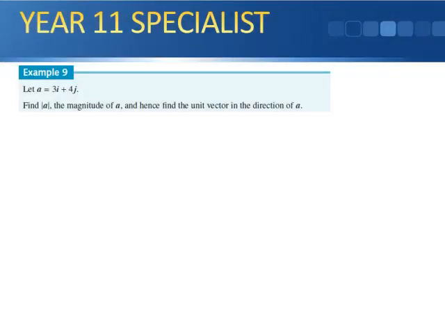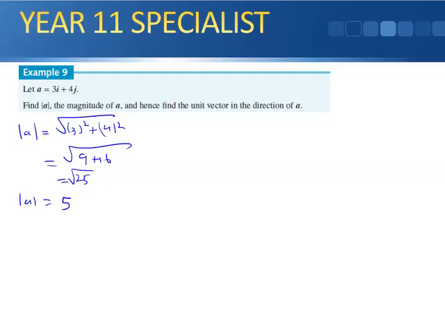Example 9. Let a equal that. Find the magnitude of a, and hence find the unit vector in the direction of a. So the magnitude of a will equal the square root. The number in front of the i is 3 squared. The number in front of the j is 4, so we've got to square that. So we've got 9 plus 16, so we've got the square root of 25. So the magnitude of a equals 5. We don't worry about negatives here. And the unit vector is a divided by its magnitude. So it's 1/5 times a, which is 3i plus 4j.